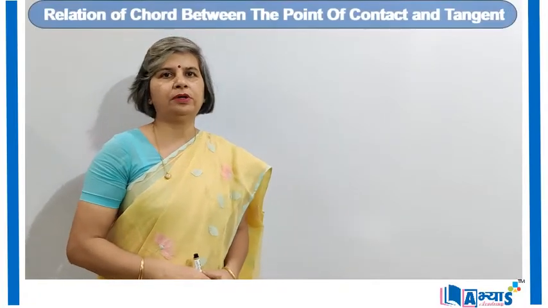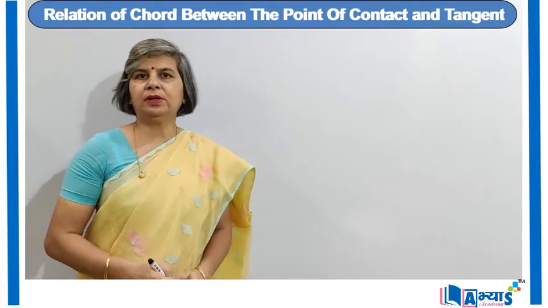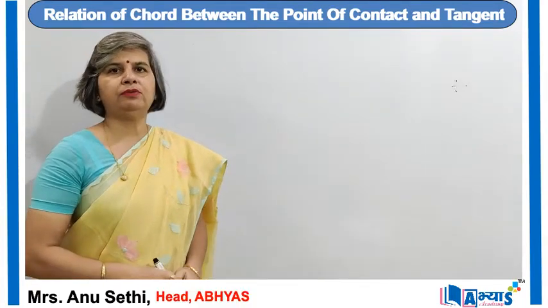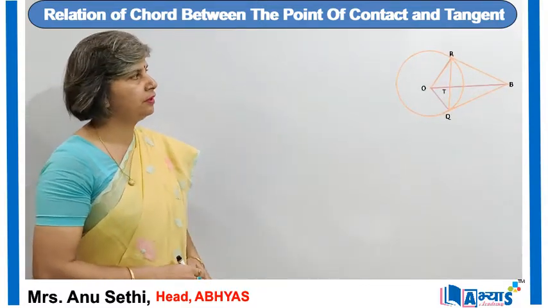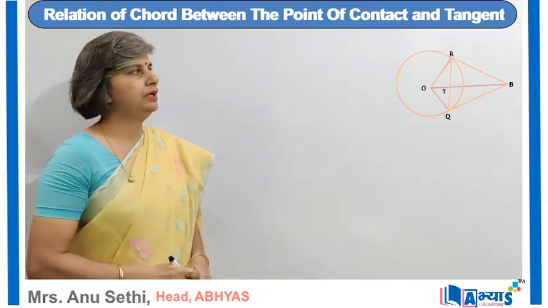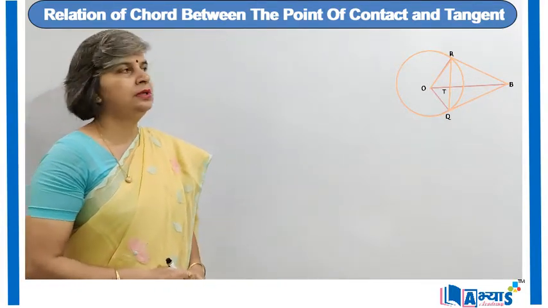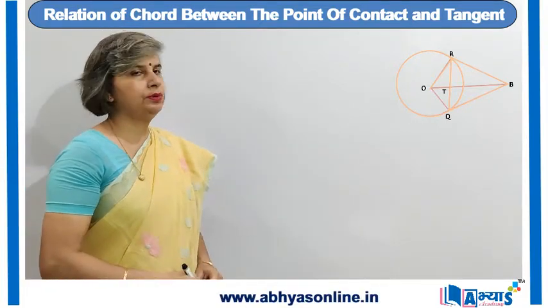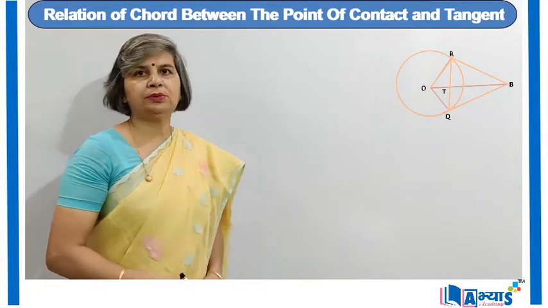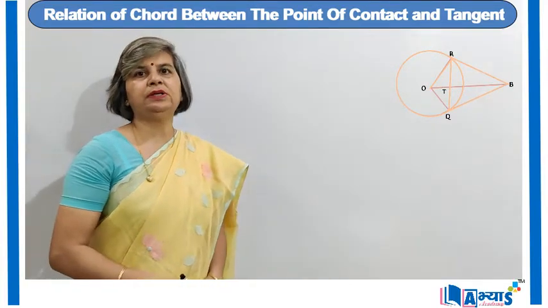Now let us discuss the concept of the relation of the chord between the point of contact and the tangent. If we are given an external point, from an external point two tangents can be drawn. As you can see in the figure, B is an external point and two tangents have been drawn. BP and BQ are the two tangents to the circle, and the center of the circle is O. So angle OPQ is half of angle PBQ. That means the angle between the tangents is double the angle the chord makes with the radius.